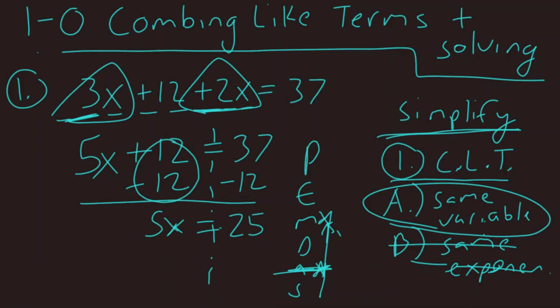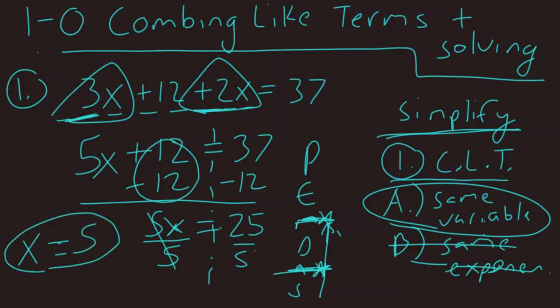25. And how do I get the x by itself? How do I get rid of this multiplication? Well, we know the opposite of multiplication would be division. And so, of course, we divide both sides by 5, and we get x equals 25 divided by 5, which is 5. I would encourage you to pause the video. I'm going to clear this off and move on to our next example.